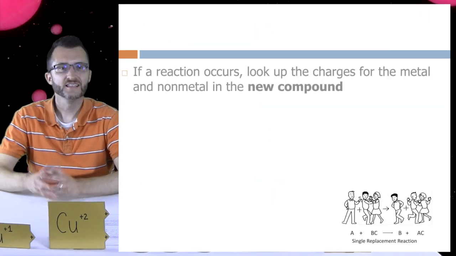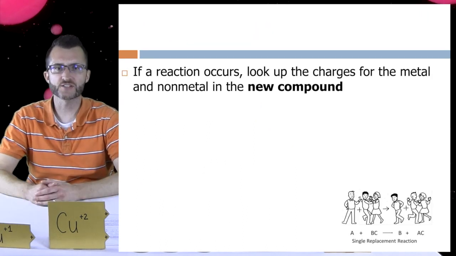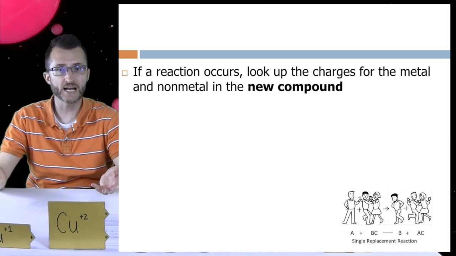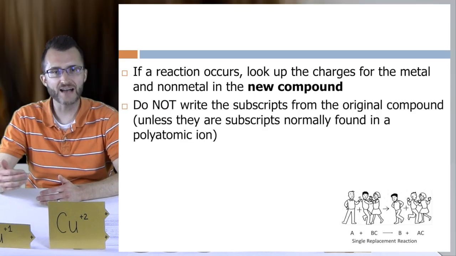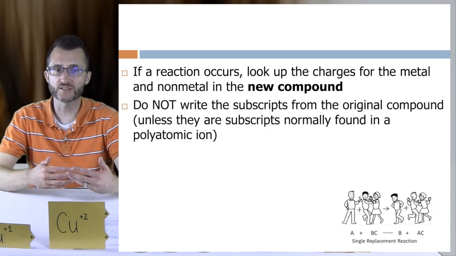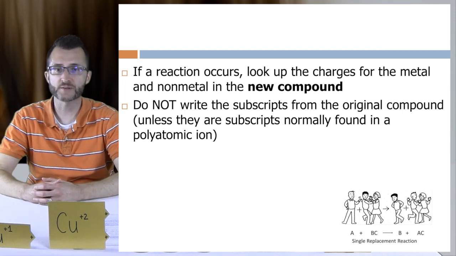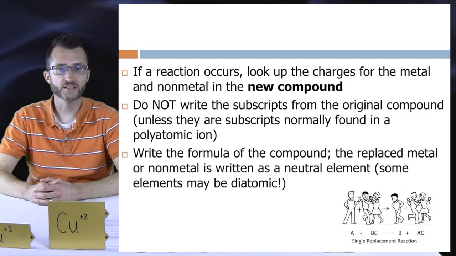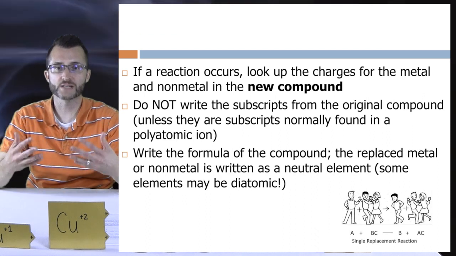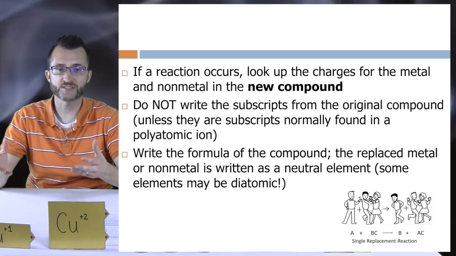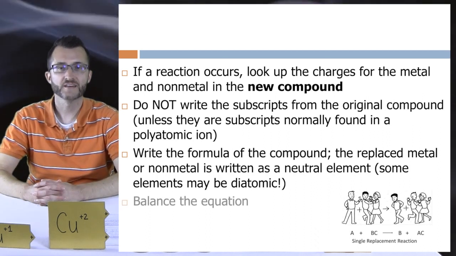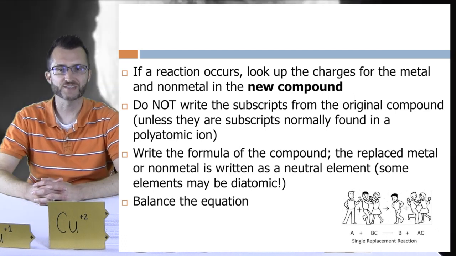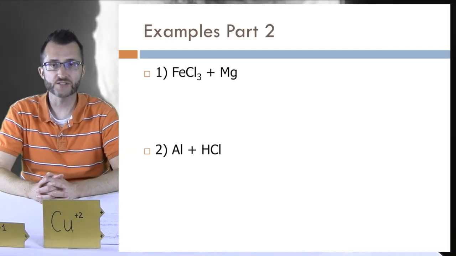Perfect. If a reaction occurs, look up the charges for the metal and nonmetal in the new compound. Do not write the subscripts from the original compound unless they are subscripts normally found in a polyatomic ion. Don't bring over subscripts unless it's part of a polyatomic ion! Write the formula of the compound. The replaced metal or nonmetal is written as a neutral element, and some of those elements may be diatomic. Finally, balance the equation.